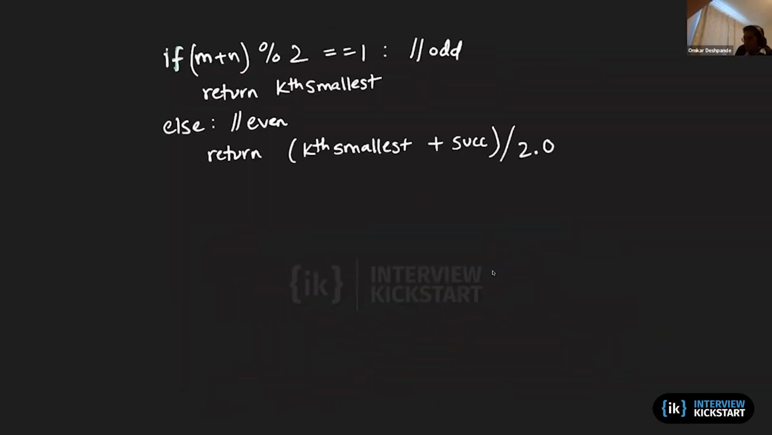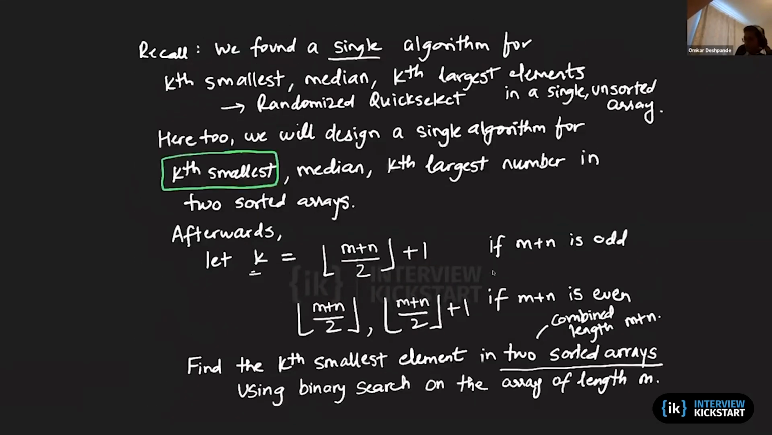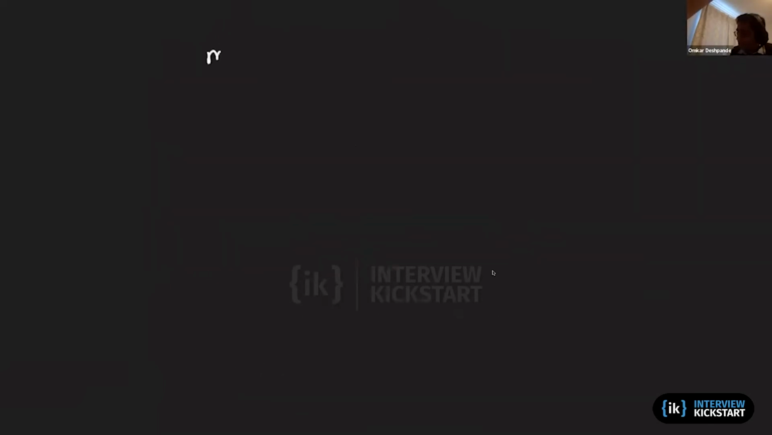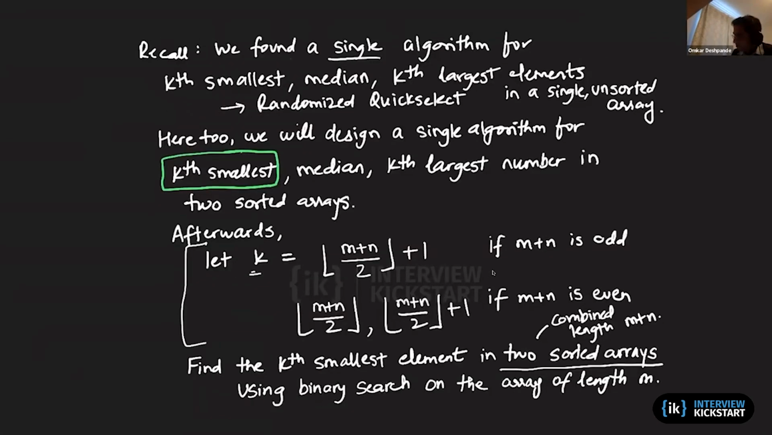So this is what we would return, and of course we do need to set this in code itself right at the beginning. So assuming that we know that m is the length of the first array, n is the length of the second array if it's not explicitly given to us. If m plus n is odd, then we will set k to this value, m plus n by 2 plus 1.